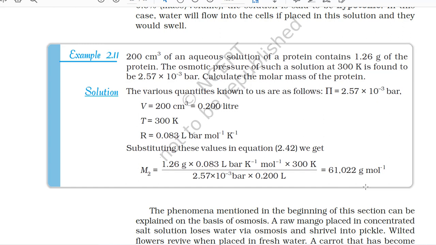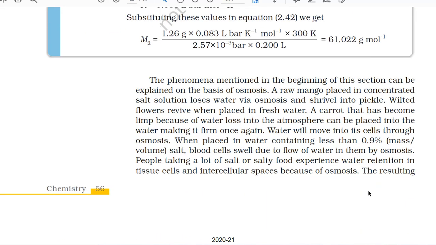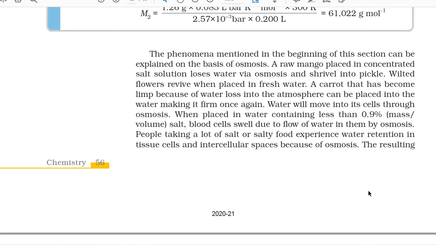Substituting these values in equation 2.42, we get M2 is equal to 1.26 gram into 0.083 liter bar per Kelvin per mole into 300 Kelvin upon 2.57 into 10 to the power minus 3 bar into 0.200 liter, which is equal to 61,022 gram per mole.